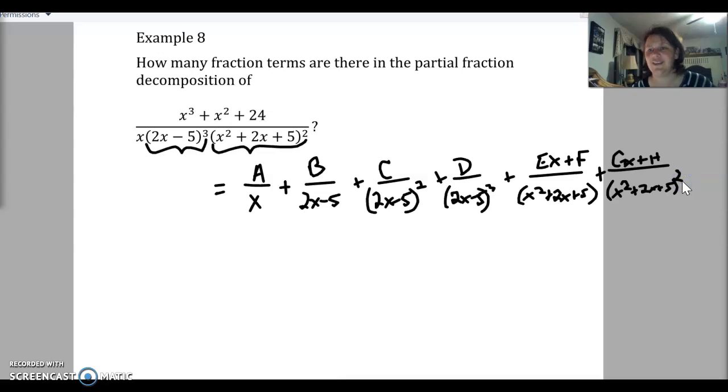Now, luckily they don't ask us to do any more than that. They just want to know the number of partial fractions that you're going to have in there, and the answer is going to be 6 for this one. So 6 separate fractions.